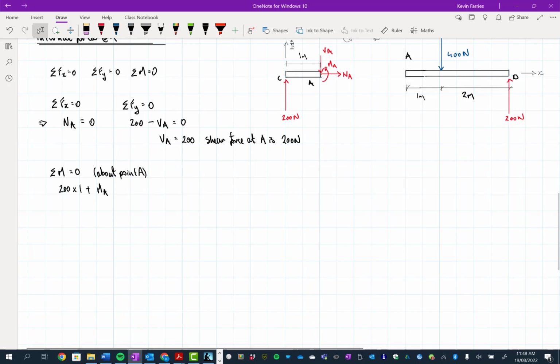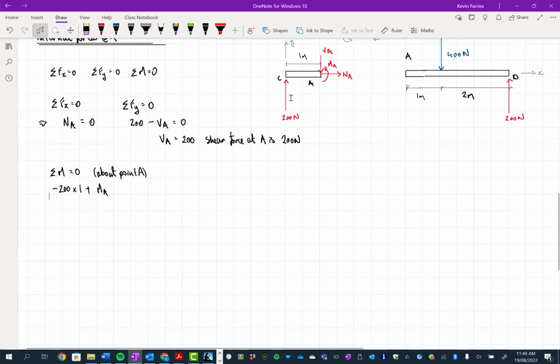Be careful, Kevin. Okay, so I'm thinking this must be positive, so I've made a mistake somewhere. So 200 to here. Which direction is it going to rotate it in? It's going to rotate it this way, which is clockwise. Therefore, that should have been negative, minus 200. Okay, so this one's going this way. That is a negative moment.